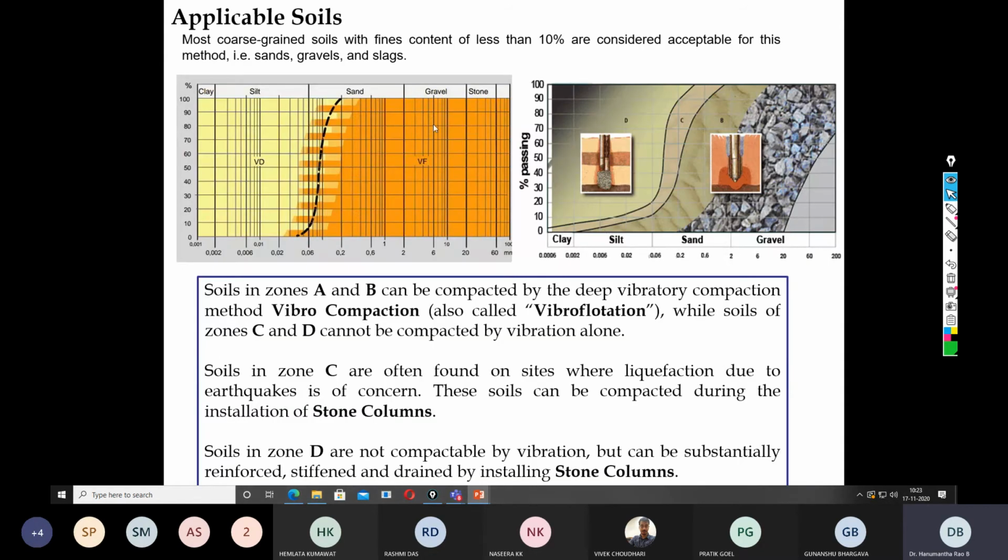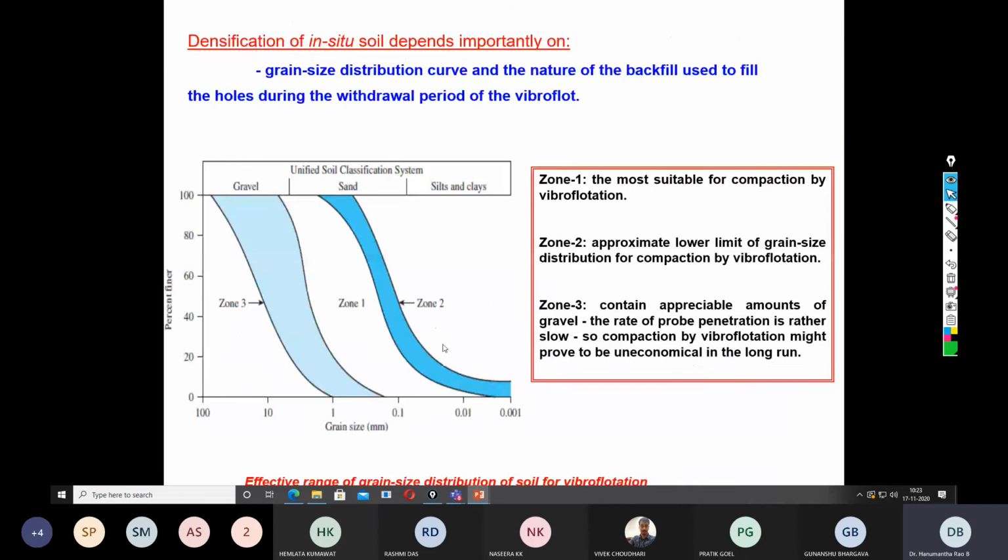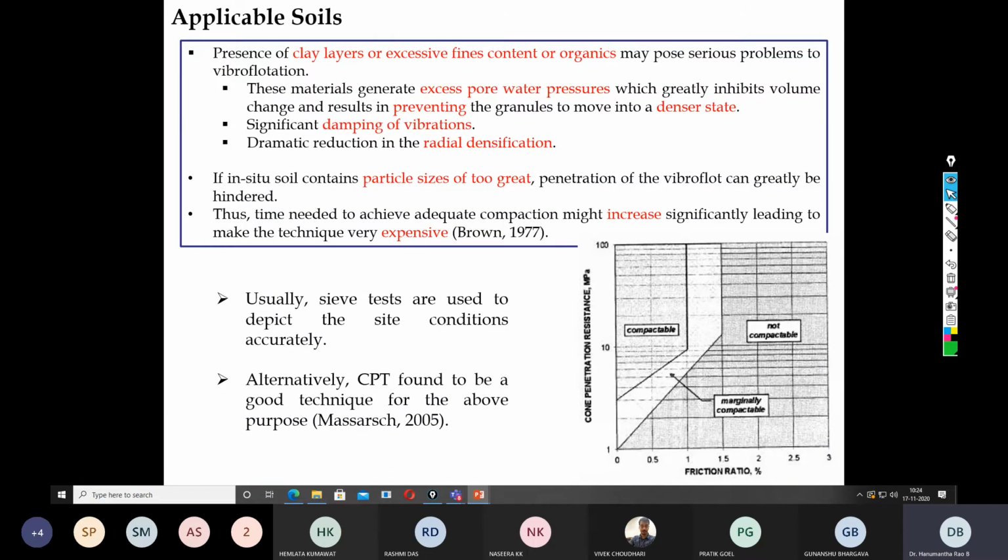So this is about applicability to soil type. Most coarse granular soils with a fines content of less than 10% are considered acceptable for compaction. We can compact the sands, gravels, and the slags. So this is the same thing. Different people have given different zones.